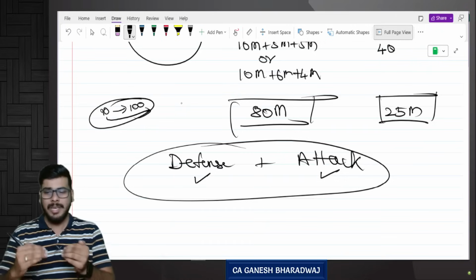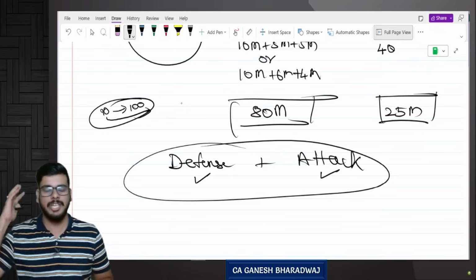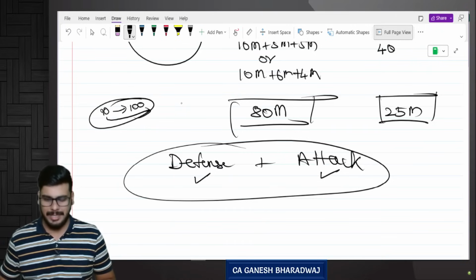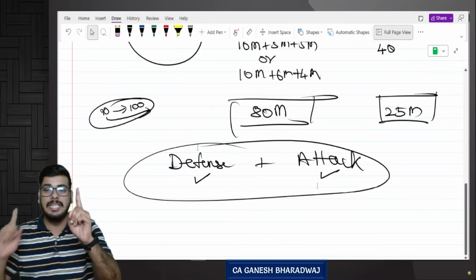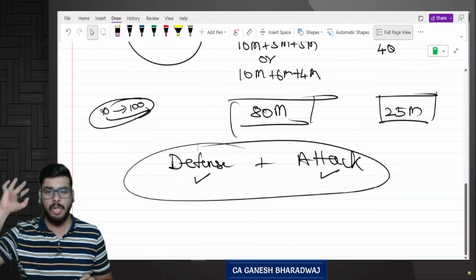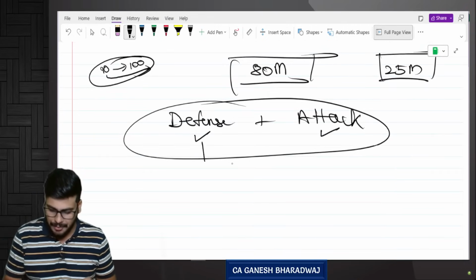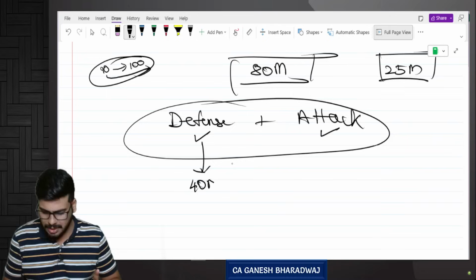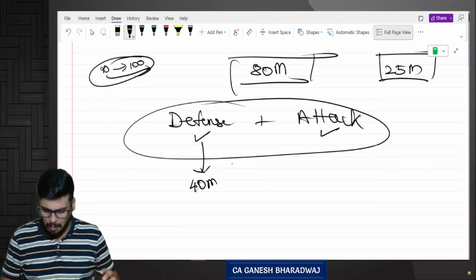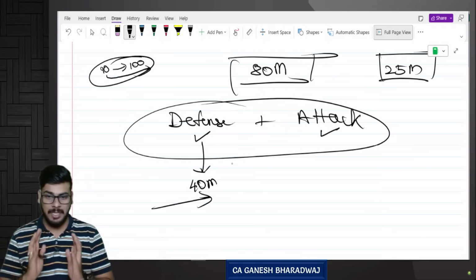Now, sir, why are you telling all these things? Similarly in your exam, you need to have this defense plus attack strategy for all the papers. What do you mean by defense? Scoring 40 marks, bare minimum. So till the time you score 40 marks, play it careful.